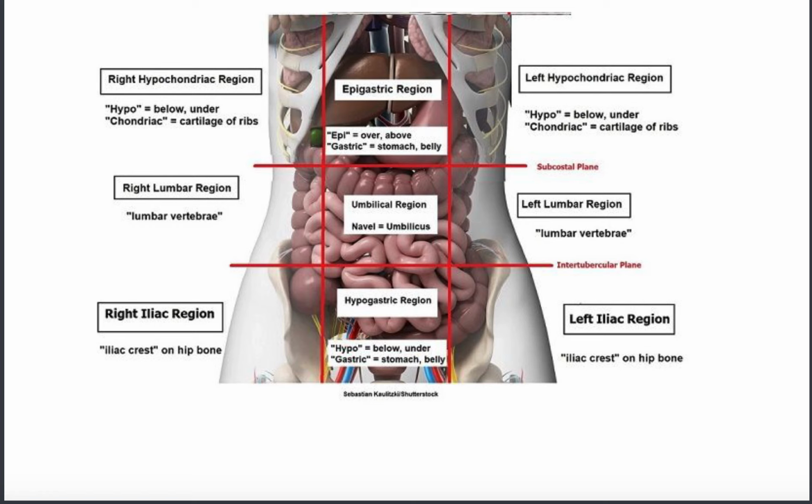So, and then the middle has its own unique names. So let's start with the middle regions. Remember, the center of this entire grid is right on your belly button. And if you remember, the belly button is attached to your umbilical cord. And that's why the middle region is called the umbilical region.